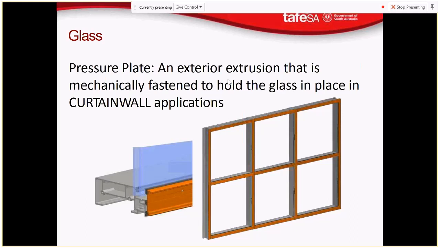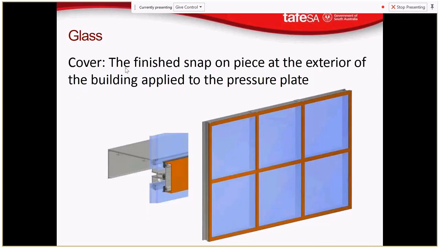Pressure plate is an exterior extrusion that is, so when we talk about extrusion, it's extruded aluminium. So it's a piece of aluminium that has been extruded. An exterior extrusion that is mechanically fastened to hold the glass in place in curtain wall applications. Cover is a finished snap-on piece at the exterior of the building applied to the pressure plate. So you get the pressure plate there, but typically the pressure plate is not visually attractive, and so a little capping is pressed onto the outside.